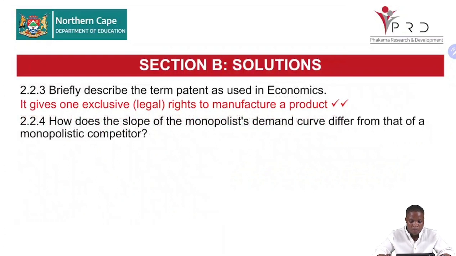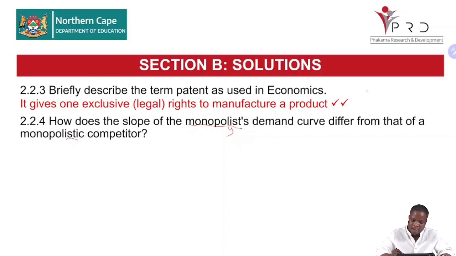How does the slope of the monopolist demand curve differ from that of the monopolistic demand curve? Grade 12, when you see monopolist without the tick, it means one seller. When you see the tick, you know it is many sellers selling differentiated products. When they say monopolist, it's the same as monopoly, right? It's not monopolistic. Monopolist is one seller selling a unique product. Monopolistic is many sellers selling different products.